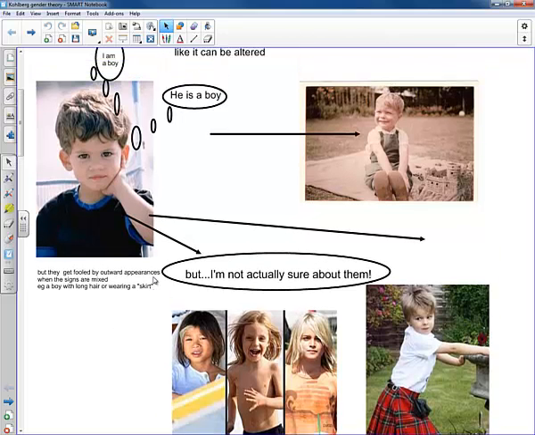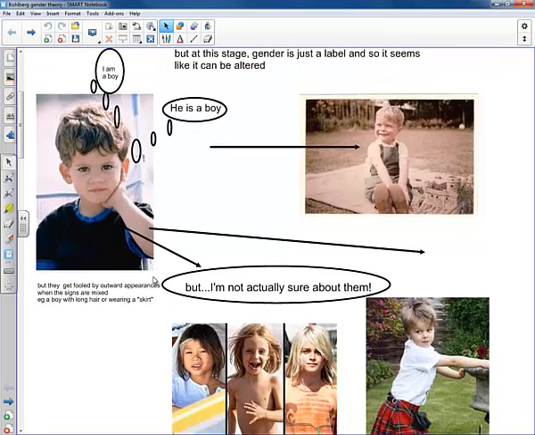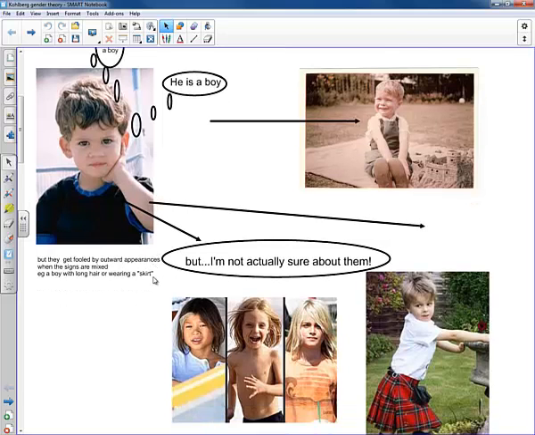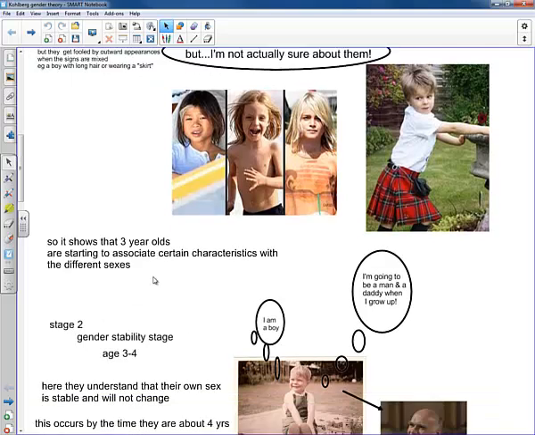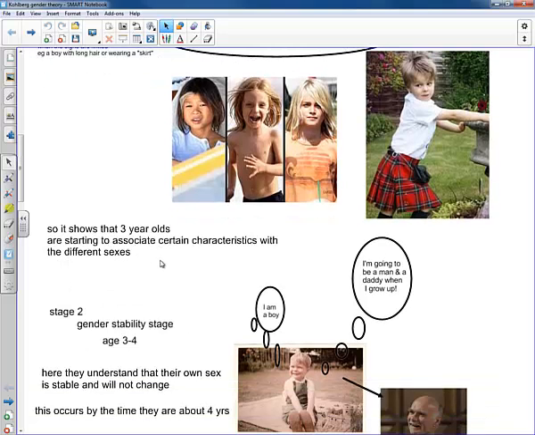So gender identity, roughly about 2 to 3. They can label themselves, but they can also label others and just say whether they're a boy or girl. So that really shows that by about the age of 3, they are starting to associate certain characteristics with the different sexes. All you need to know is that at stage 1, gender identity, they can label themselves, they can label others.